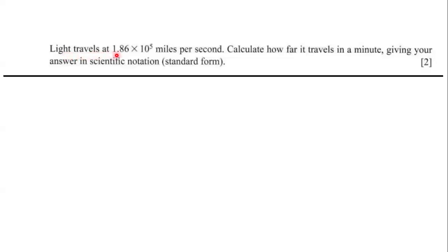Light travels at 1.86 times 10 to the fifth power miles per second. Calculate how far it travels in a minute, giving your answer in scientific notation or standard form.